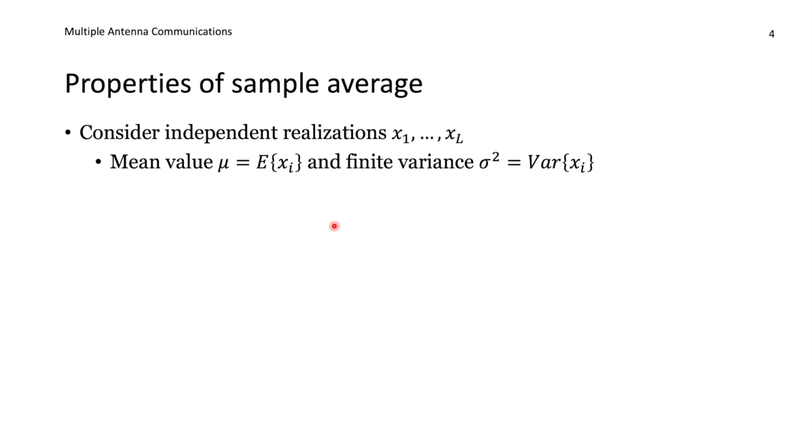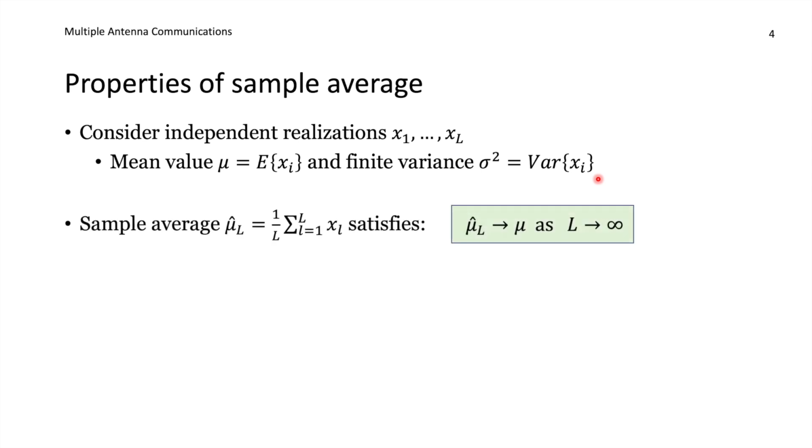Let us start with analyzing the sample average. Say that we have a number of independent realizations from a random variable, x1 to xL. So L is the number of samples that we have. And all of them are coming from the same random variable so that the mean value is the same. And each one also has a variance that is finite. That is an assumption we need in order to use the following result.